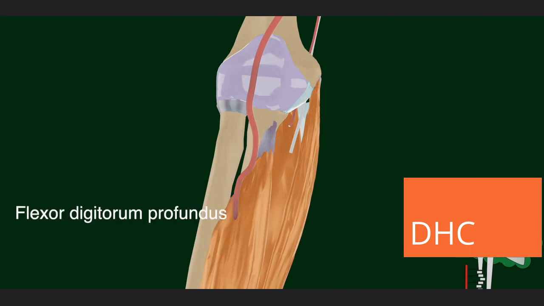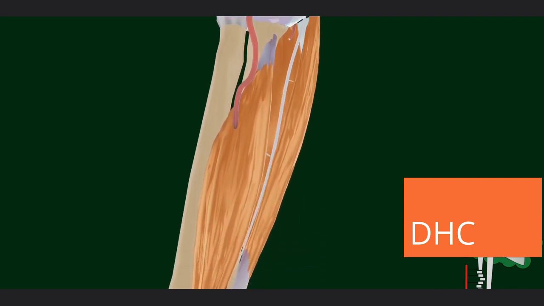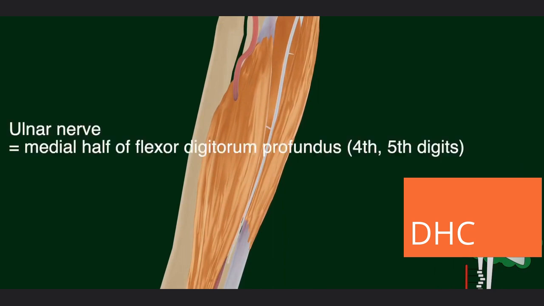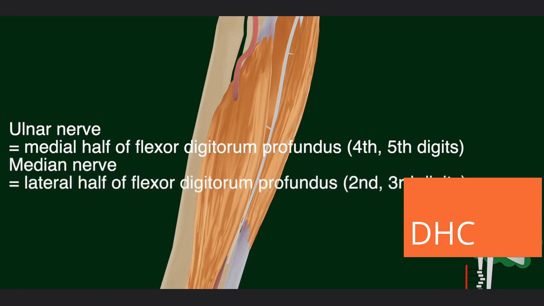Anterior to the flexor digitorum profundus. These two muscles are the only muscles in the forearm that are innervated by the ulnar nerve, which has branches supplying them as it travels down the forearm. Note that the ulnar nerve only supplies the medial half of the flexor digitorum profundus, as the lateral half is supplied by the median nerve.